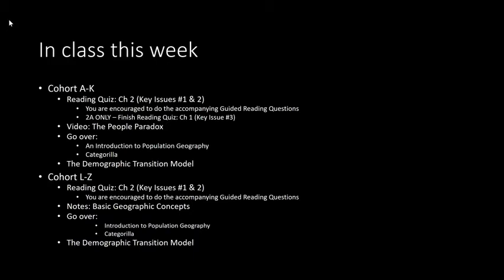Okay, for cohort L through Z, you will also be starting with your reading quiz, Chapter 2, Key Issues 1 and 2. But you've already watched the video on The People Paradox, so you will be finishing up Chapter 1, basic geographic concepts. At that point, we'll go over key term cards for Chapter 1. And then we'll go over with you the introduction to population geography and Categorilla. And then cohort L through Z, if you have time, we'll start the DTM as well.